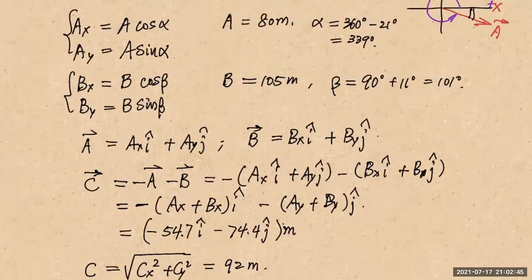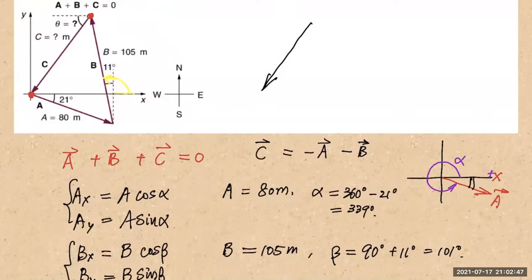And if you look at this diagram here, look, A is 80, B is 105, and C should be, because it's 92 meters, somewhere in between A and B. That's precisely what you can see here. So qualitatively, roughly speaking, it looks like it's the right length. You know, it's in the right ballpark at least. Okay, and next thing you want to know is the orientation of C. We can get that from the angle theta right here.